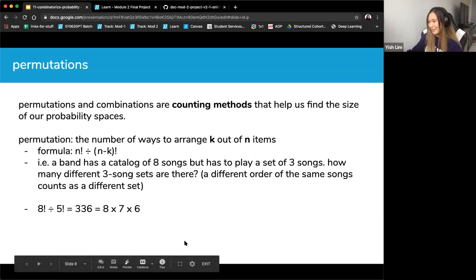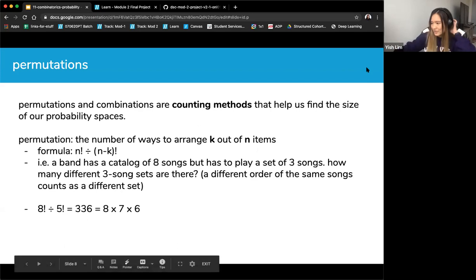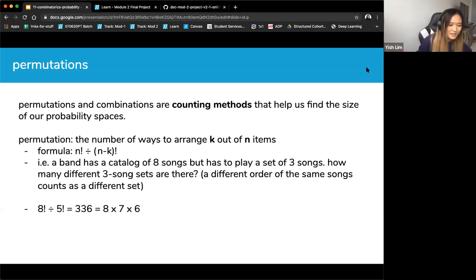The way you would calculate it is just take 8 factorial divided by 5 factorial, which equates to 336. Another really interesting way to think about permutations is, as you can see, I put 336 is equal to 8 times 7 times 6. Let me just do this real quickly on the board here. I'm just going to write this out, and then I have 5, 4, 3, 2, and 1, and I'm going to stop this share to show you my whiteboard.